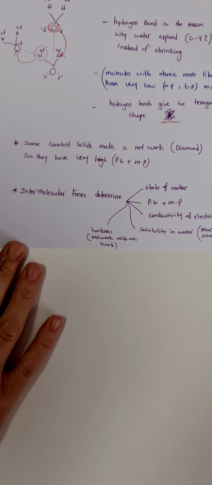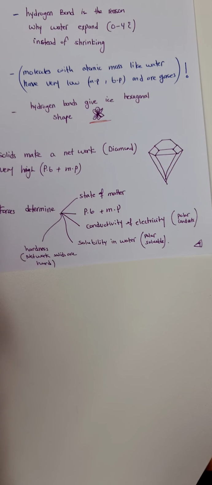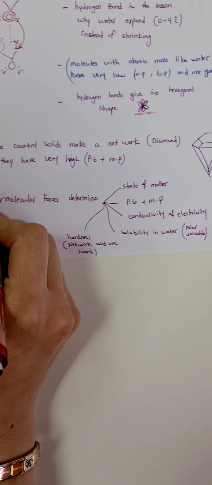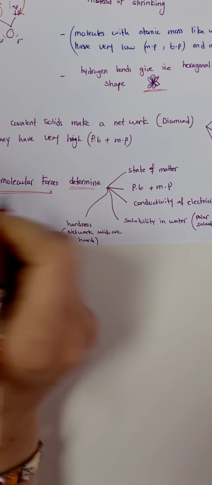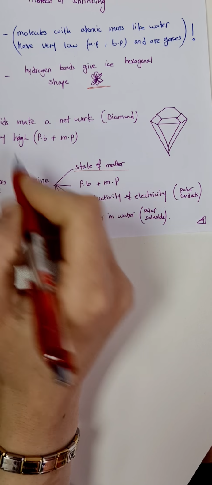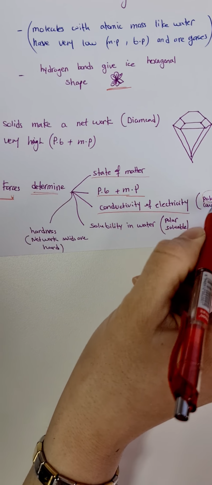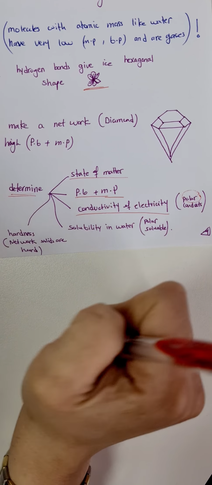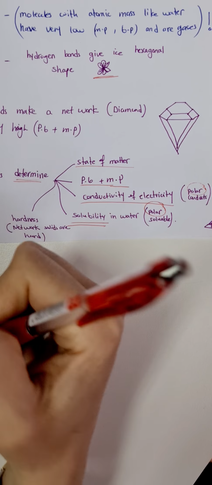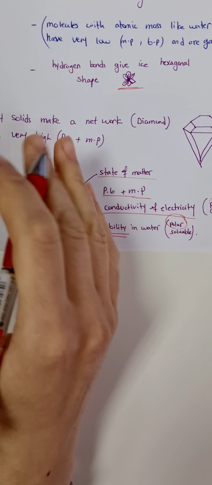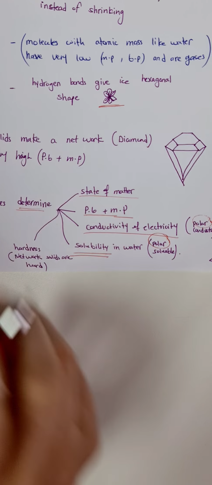So actually we could not give a certain trend for the properties of molecular compounds. The properties of molecular compounds are determined by the intermolecular forces. State of matter, boiling point and melting point are determined by the intermolecular forces. For conductivity, the polar ones and the ones that have hydrogen bonds, in most cases they conduct. Solubility in water: the polar compounds dissolve in water. Why? Because the water itself is polar. So polar dissolves polar, like dissolves like.